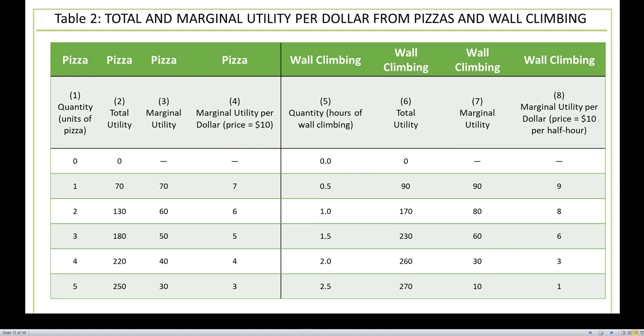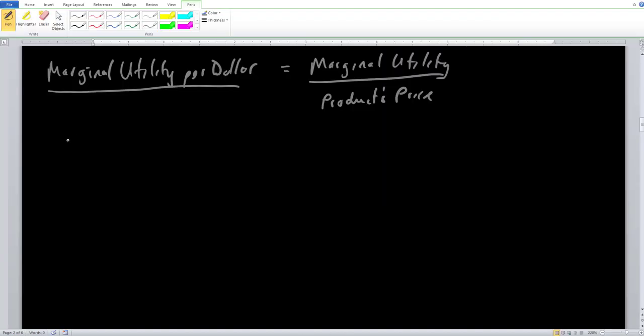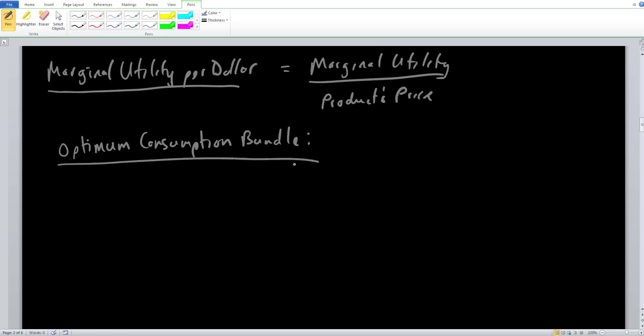So with this, we find out the optimum consumption bundle. So question number 1, or the first question that we can answer, is what the optimum consumption bundle is going to be. There are essentially only 2 questions that I can ask you from this setup right here. So optimum consumption bundle. We notice that at the optimum consumption bundle, you are consuming 2 pizzas and 1.5 hours of wall climbing, or 3 units of wall climbing.